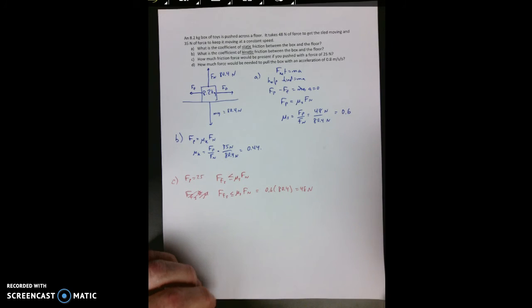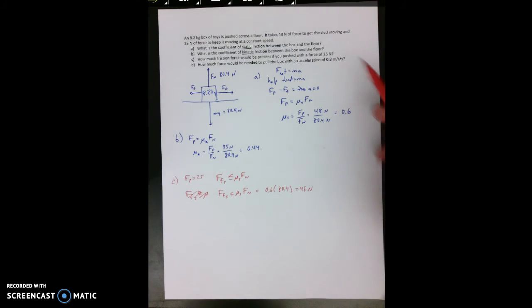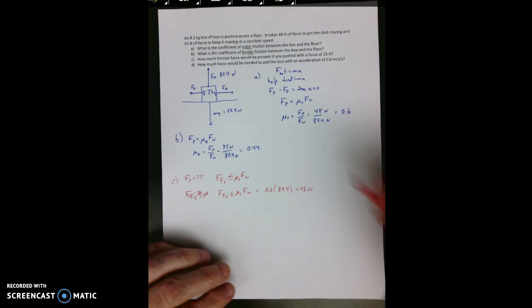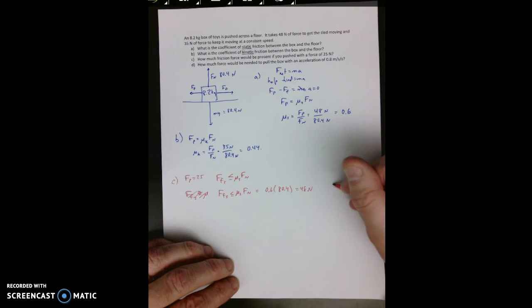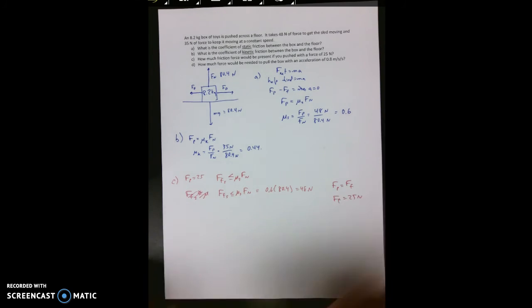So the way I can think of this is I have up to 48 newtons available of static friction. I only need 25 to keep the object from moving. Is that right? Yes, 25 newtons. And do I have that much available? Yes, I do. So the object will not move. And in that case, the pulling force will still have to be equal to the force of friction, and that means force of friction is 25 newtons.